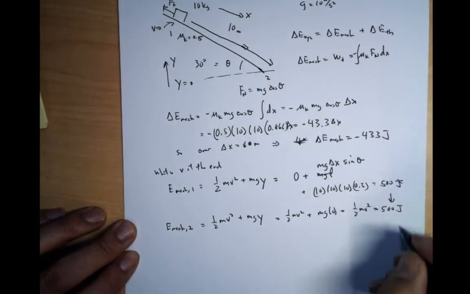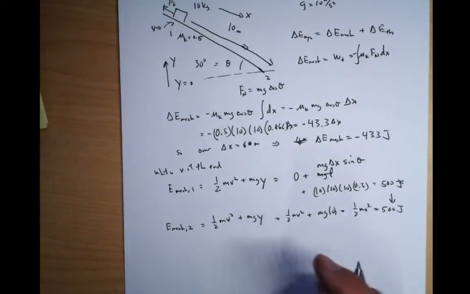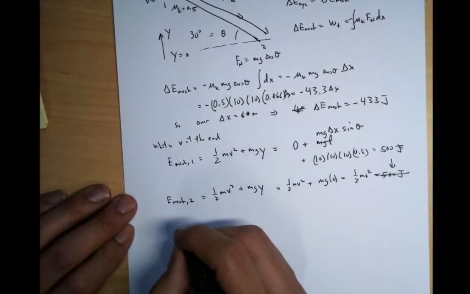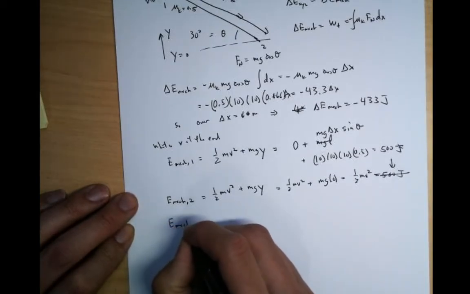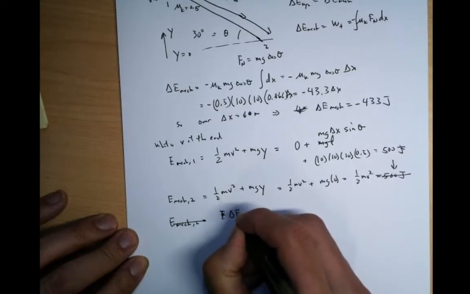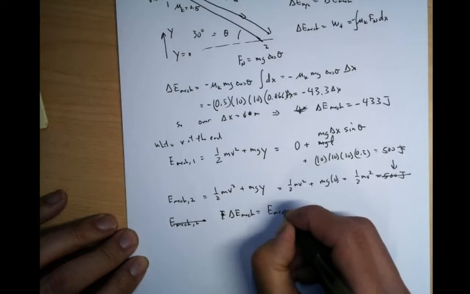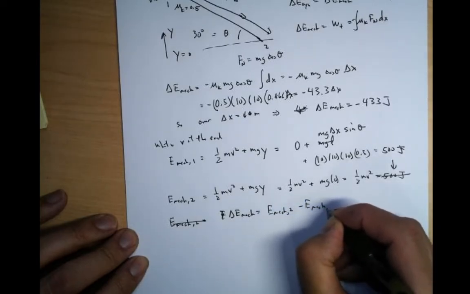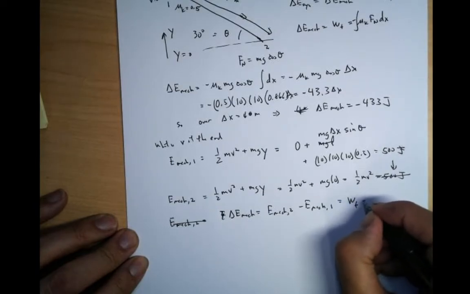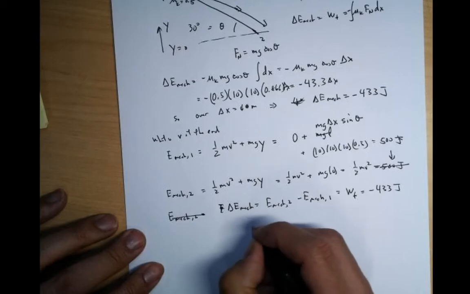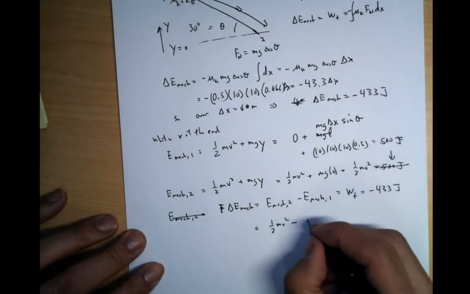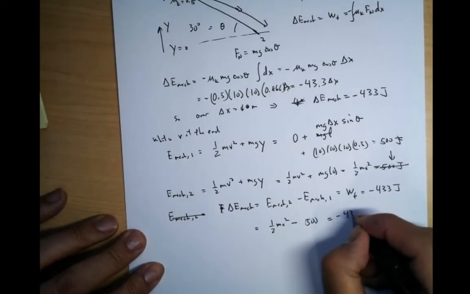Wait, hold on, sorry, that's not 500 joules at the end. I apologize for that. So what we have is delta E mechanical is equal to E mechanical at 2 minus E mechanical at 1, which is equal to W_f, which is equal to minus 433 joules. So let's figure this out. We determined the mechanical energy at 2 is 1/2 mv squared, minus 500 joules, which I just determined, is equal to minus 433 joules.